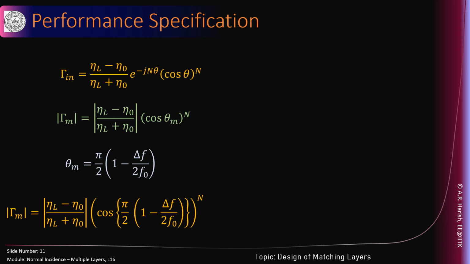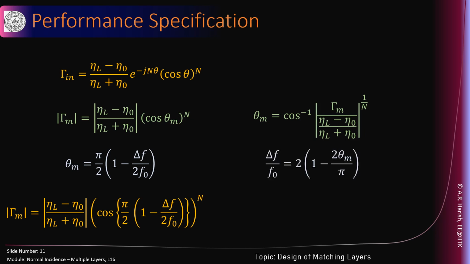We are going to be playing around with capital N to satisfy the conditions of both delta f by f naught and gamma m simultaneously. Confusing? I believe so. The next example will make what I'm trying to say a little clearer. Let's do that. Before we go there, we'll also write theta m as this result, for completeness' sake.